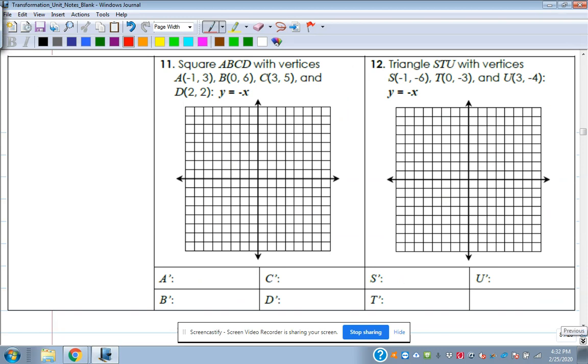Reflecting across y equals -x is the next thing. So 11 and 12. Reflecting across y equals -x, the reflection line goes from top left to bottom right, like that. That's y equals -x. That's our reflection line that we're crossing. Flip and change the sign of both of them. So -1, 3 is A, so I'm going to plot that, and A prime would be at, flip it, change the sign, -3, 1. See how those are equidistant away from the reflection line?